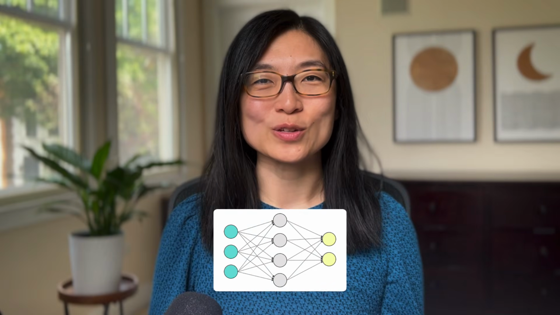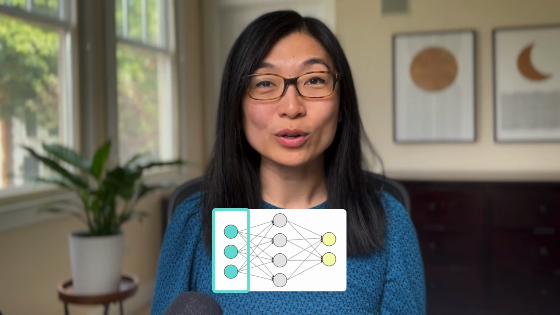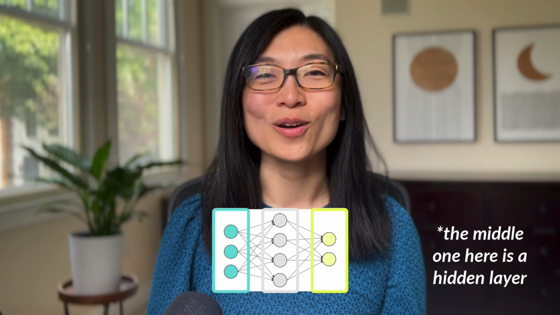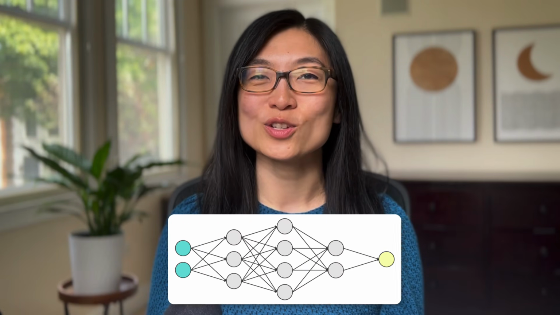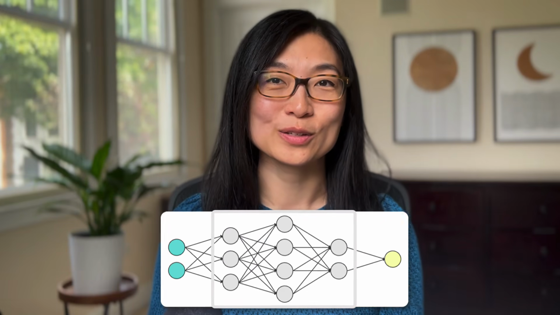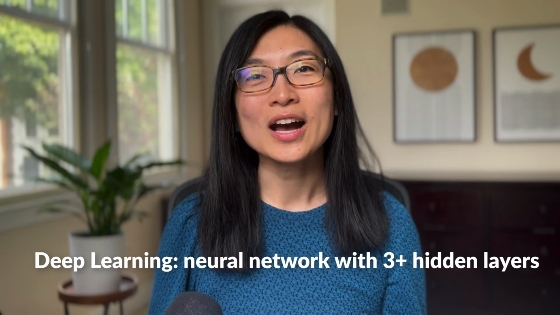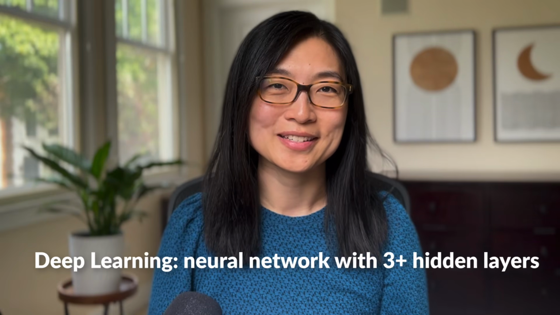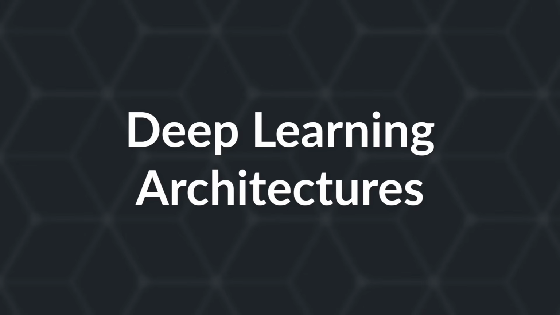Next, let's talk about deep learning. If you take a look at this visual, this first part is called an input layer, and this last part is called an output layer. The middle ones here are hidden layers. Deep learning is just a neural network with more hidden layers. These extra layers allow the model to learn more complex patterns, like the grammar or tone in a sentence.